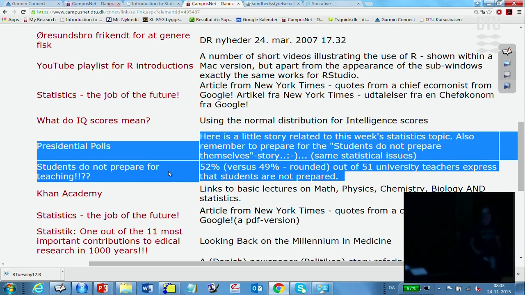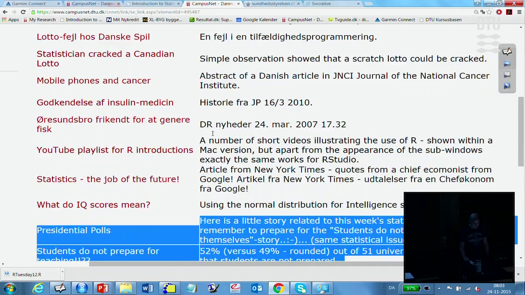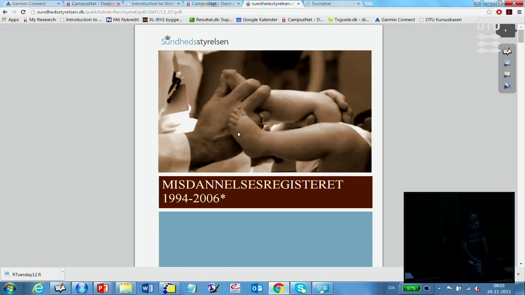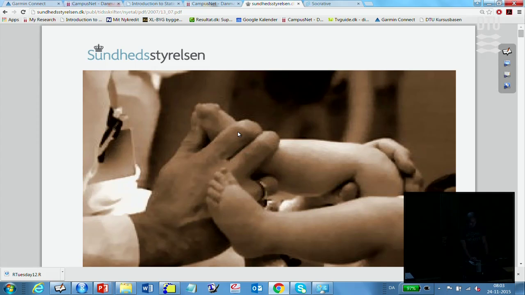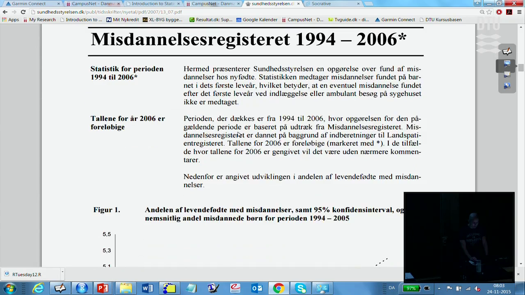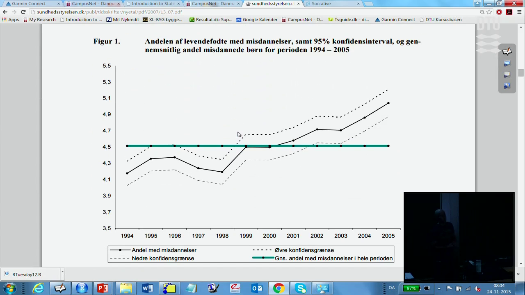I'm going to teach you today how to be a bit careful whenever someone is presenting you with a percentage, which is the same as a proportion, right? That's what a proportion is, that's a percentage. The story I will dig into is this one. It's a report from the Danish institution called Sundhedsstyrelsen, the health institution. It's about malformations of newborns in Denmark. It's a long report. I'm going to dwell on this plot, because that's what I will teach you within 10 minutes from now, to make this plot.